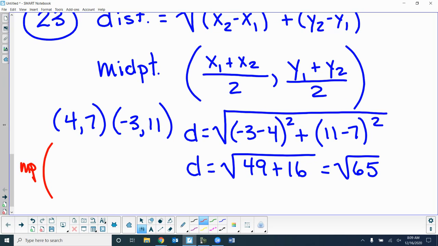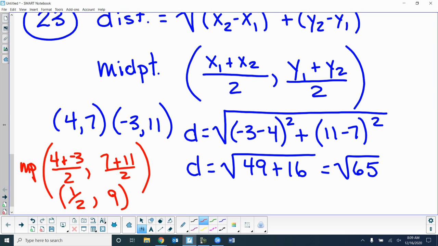all right, would be 4 plus -3 divided by 2, and 7 plus 11 divided by 2. Well, 4 plus -3 is 1. Divided by 2 is a half. 7 plus 11 is 18. Divided by 2 would be 9. So 1/2, 9 would be the midpoint.